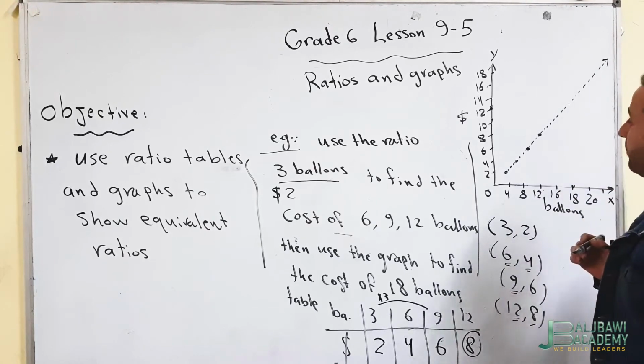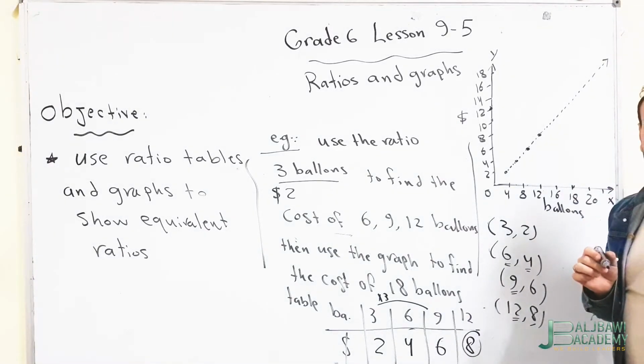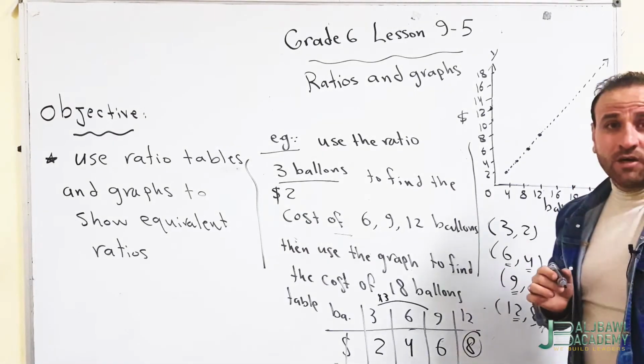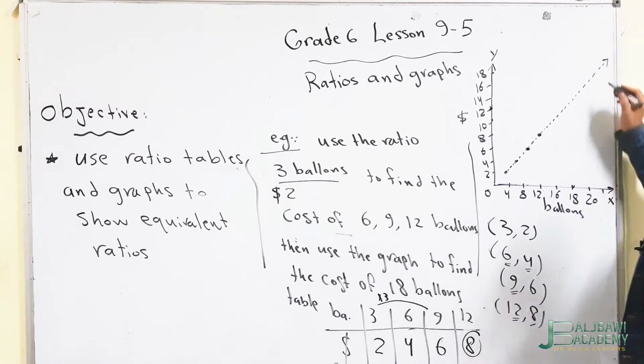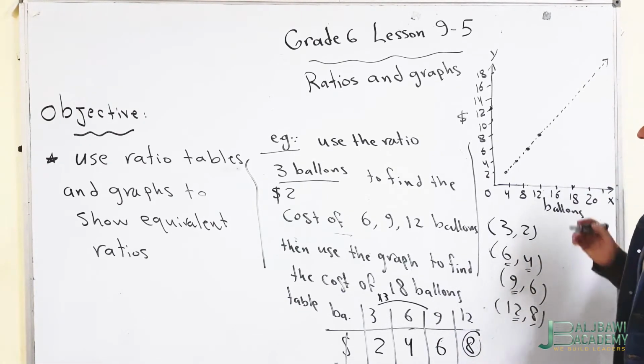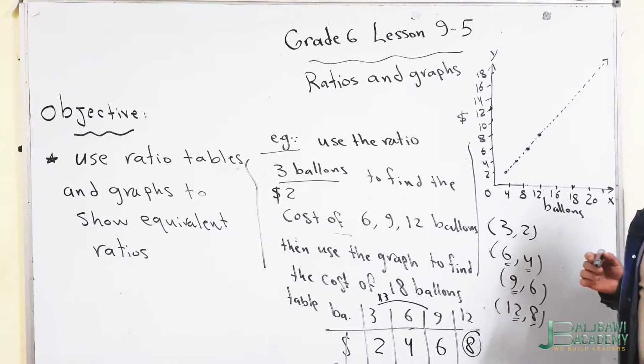And put an arrow. Why is it a dashed line, not a solid line? Because I can only buy a whole number of balloons. And I draw an arrow because it means we have an infinite number of equal ratios.